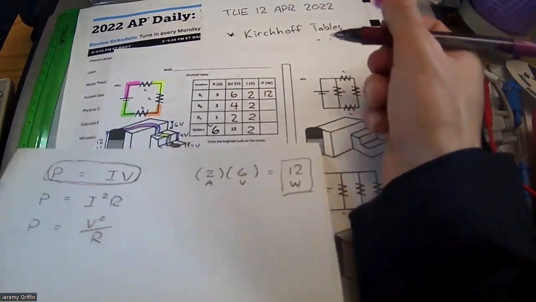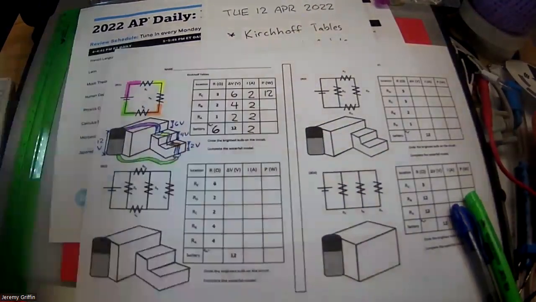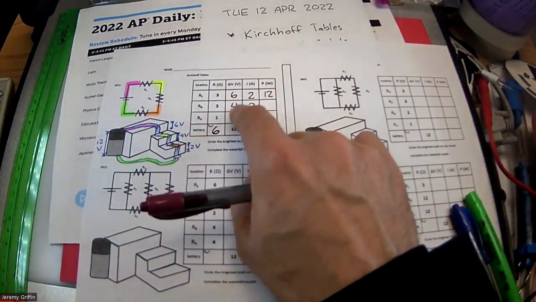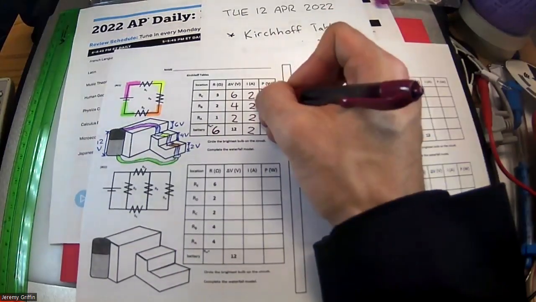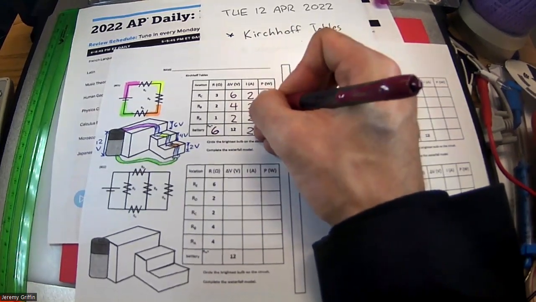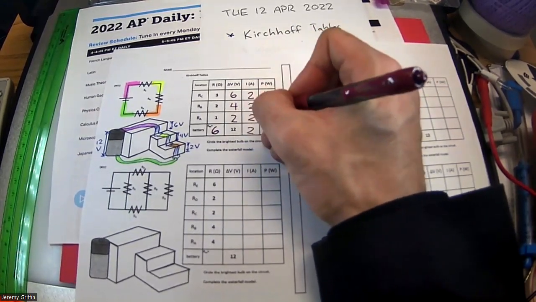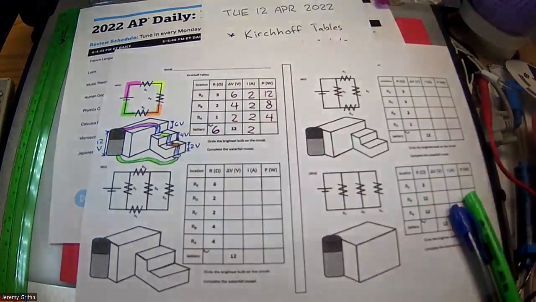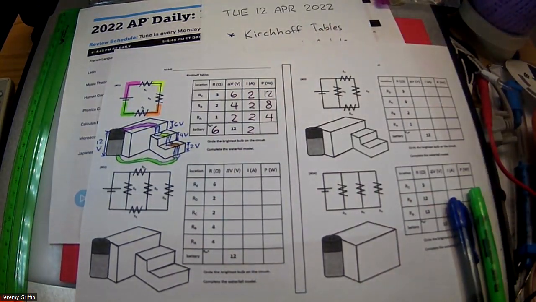And I can just repeat that procedure all the way down. So I times V, 2 amps times 4 volts is 8 watts. 2 amps times 2 volts is 4 watts. And now the very last cell.